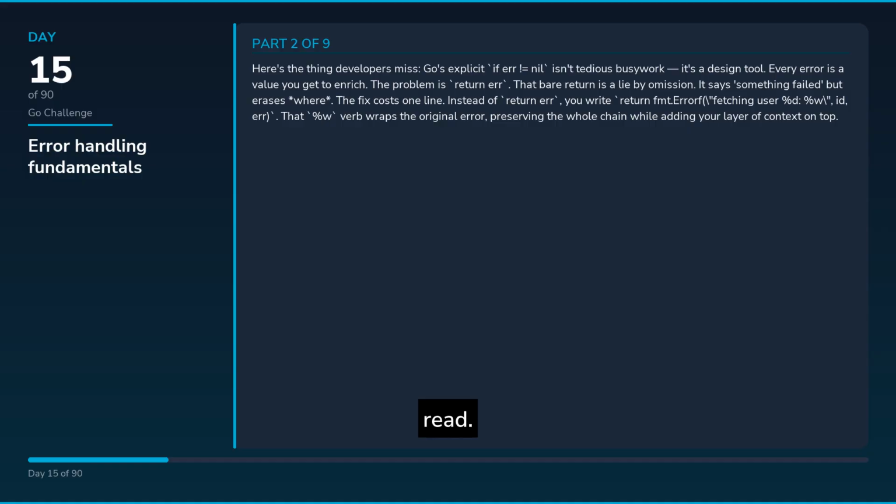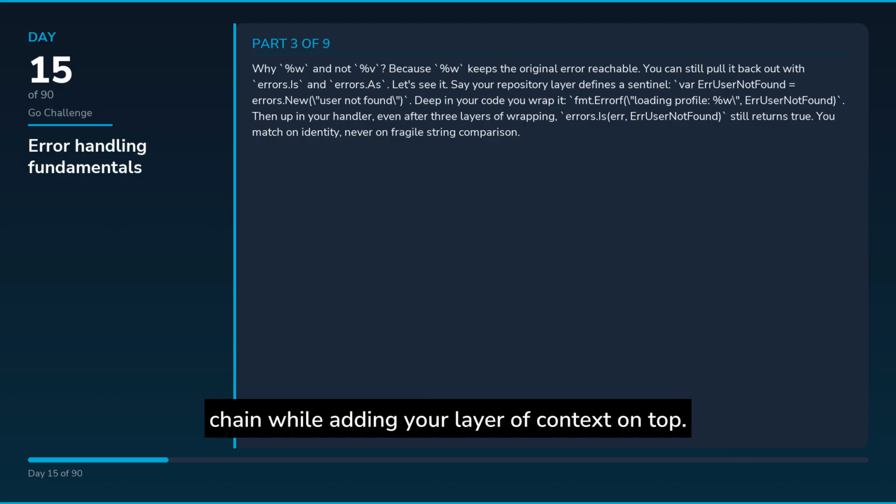Instead of return err, you write return fmt.Errorf("fetching user %d: %w", id, err). That %w verb wraps the original error, preserving the whole chain while adding your layer of context on top. Why %w and not %v? Because %w keeps the original error reachable. You can still pull it back out with errors.Is and errors.As.